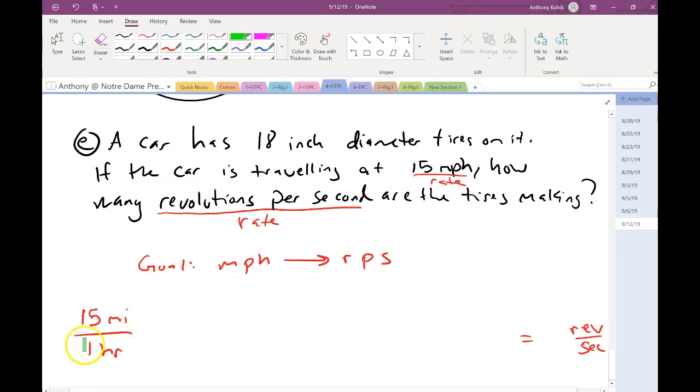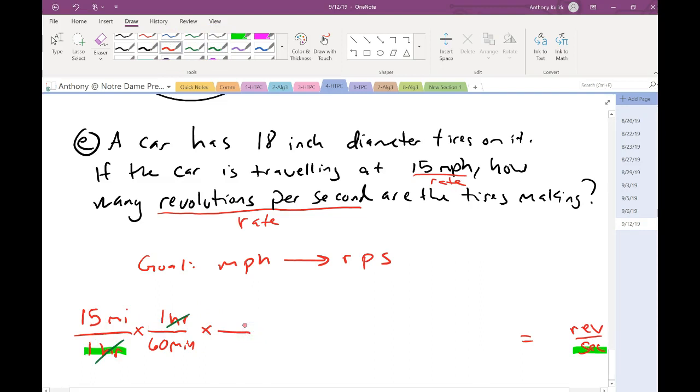So let's do the easy part first. I'm going to convert hours to seconds because that we all know how to do right away. To convert hours to seconds, what would I first do? Convert hours to minutes. So how many minutes are in 1 hour? 60. Should the 60 minutes go in the numerator or the denominator? Denominator. Very good. So we've canceled hours and we're left with minutes.